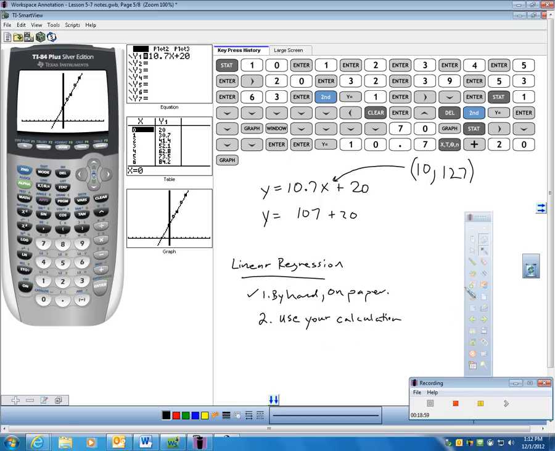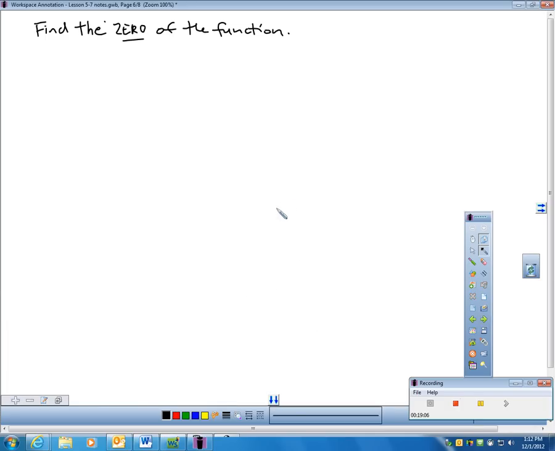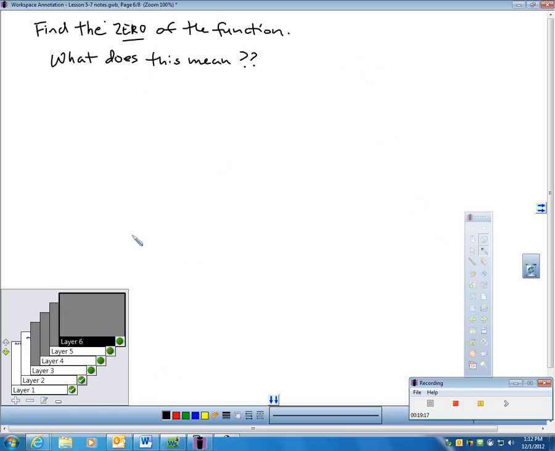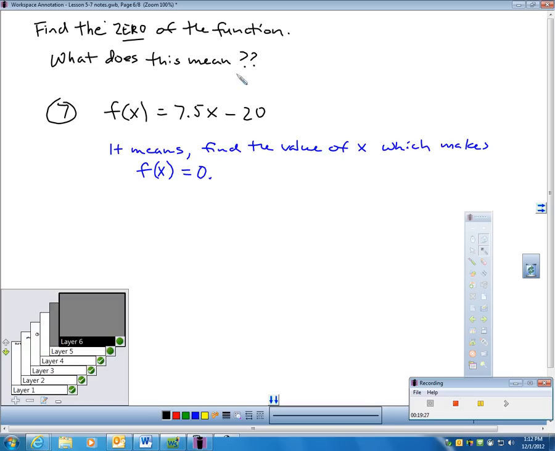There's one last thing I need to show you, and then I'm going to stop the video. They're also going to ask you to find the zero of a function, and that's on page 339, questions like 7 to 12. What is that asking us to do? When they ask you to find a zero of a function, it means they're asking you what value for x would I plug in to make this work out to 0. In other words, I want f of x to equal 0.